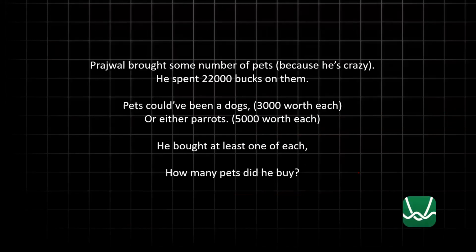Okay, now there is another puzzle for you guys. Prajwal bought some pets because he's crazy. He spent roughly 22K on it. Pets could have been dogs, 3,000 each, and parrots, 5,000 each. For some reason, they're expensive. He bought at least one of them. How many pets did he buy?